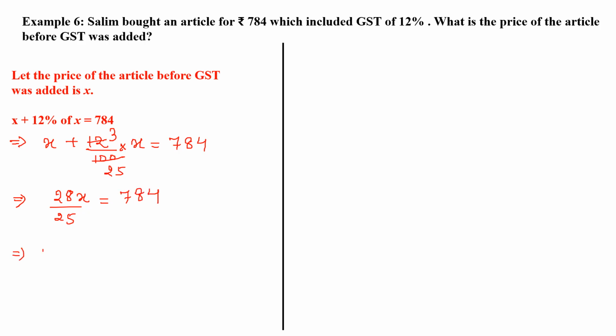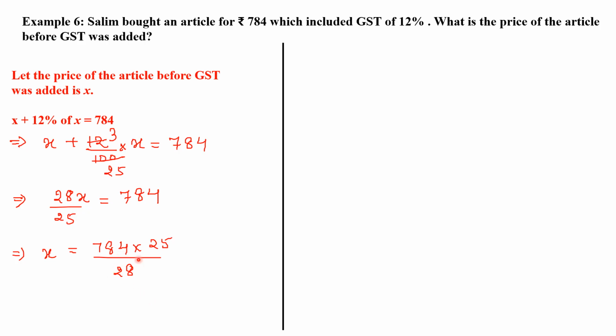Now to find the value of x, transpose everything from LHS to RHS. So 784 multiply by 25 divided by 28. Now I'm going to use 4 table. Now how do you know which table you have to use quickly? Isn't it? If you take highest common factor, your calculation will become much easier. So I'm going to use 4 table.